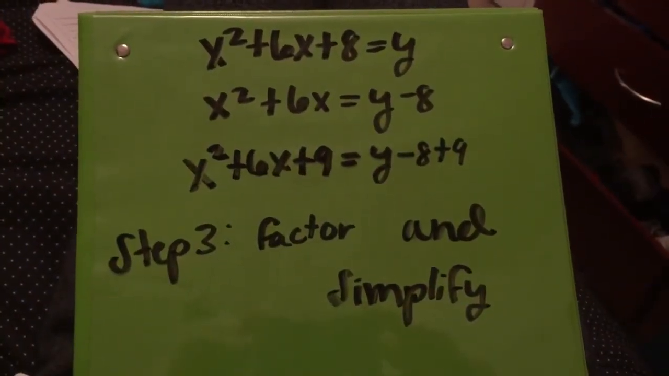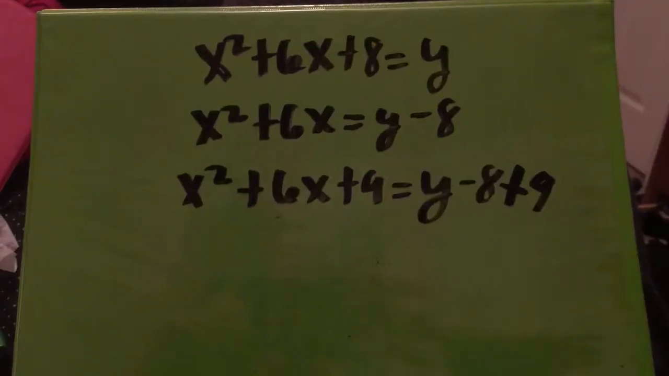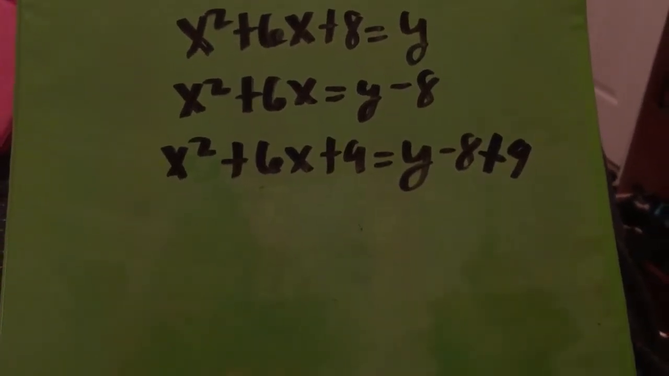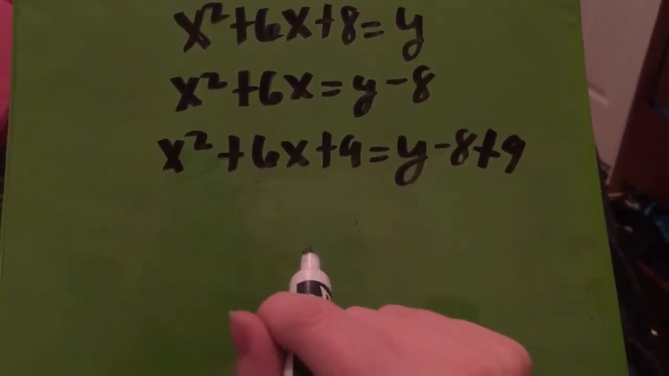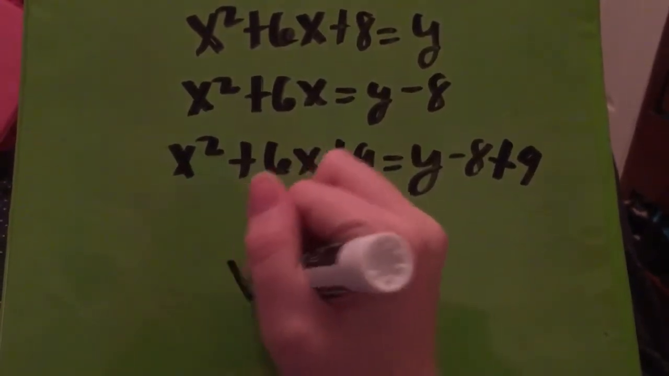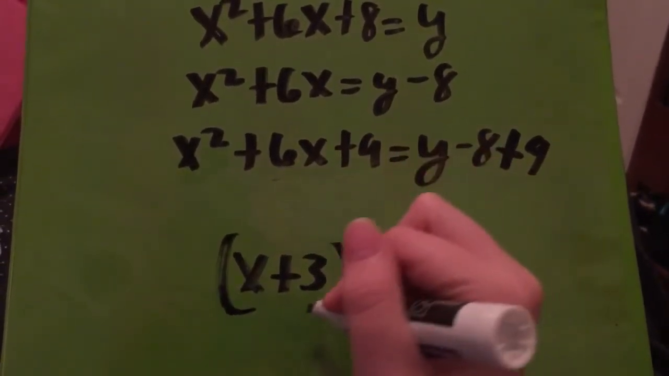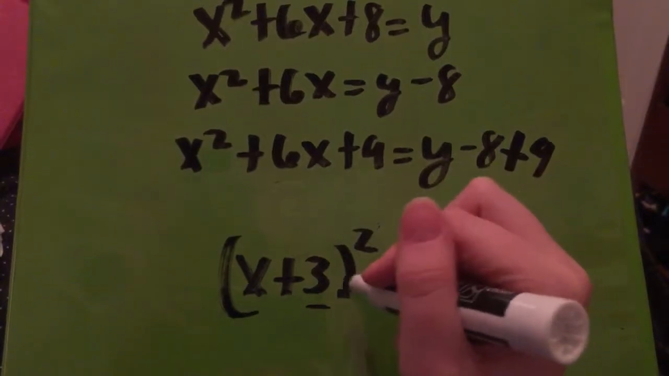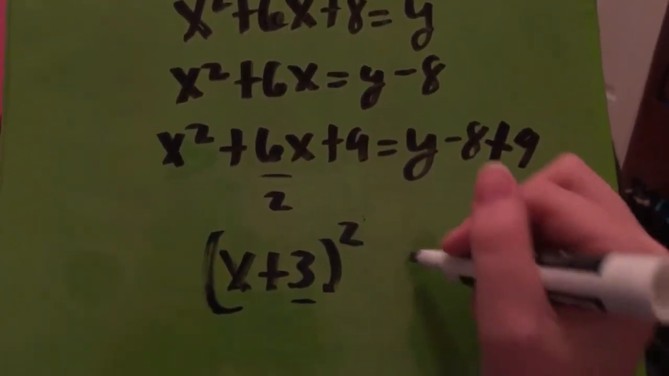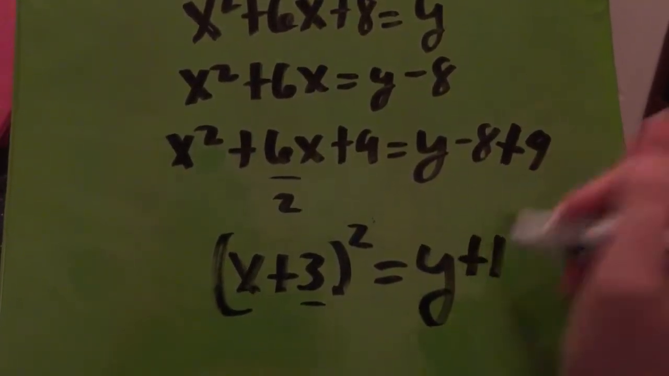Okay, for step 3, you're going to take your new equation and simply factor and simplify. The first thing you do when factoring and simplifying is you change the trinomial on the left-hand side into a binomial. So x squared plus 6x plus 9 would change into x plus 3 squared. And you know that this is a 3 because it's the same number you got when you divided your b by 2. And then on the right-hand side, you just combine like terms to get y plus 1.